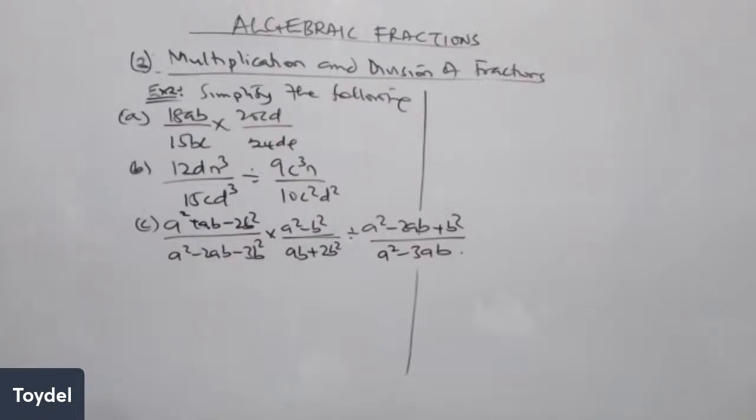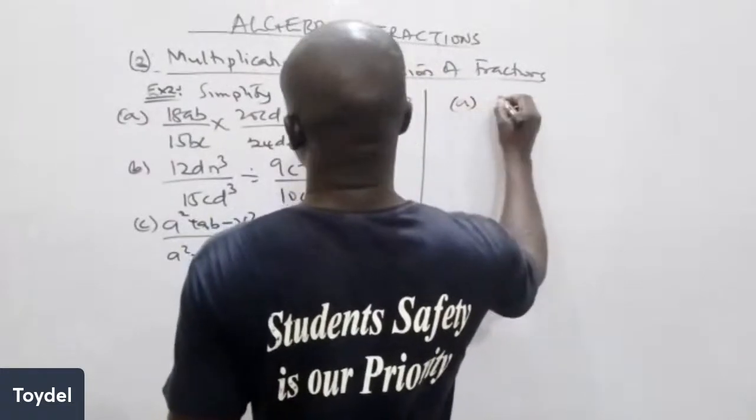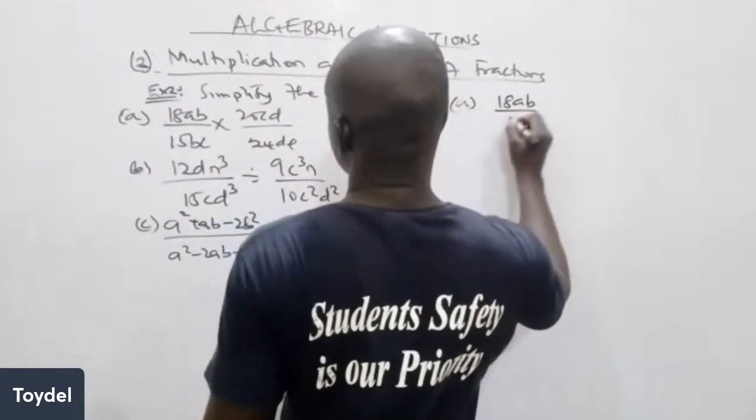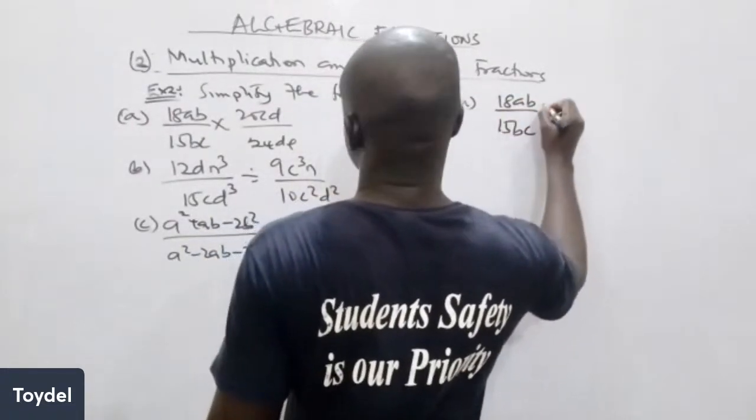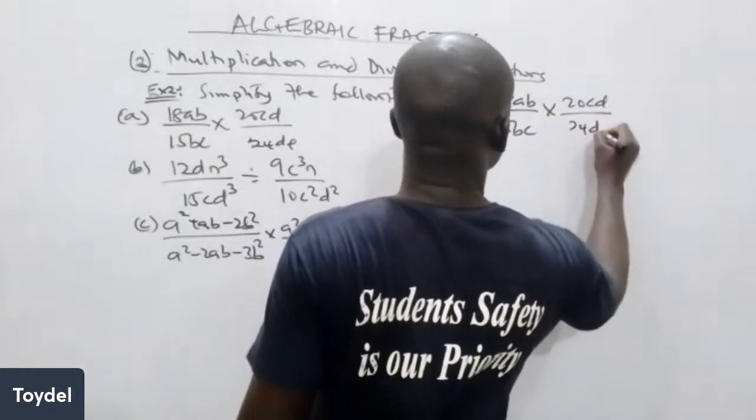For us to be able to solve this problem, we are going to start from the first one. There will be some cancellation. The first one, A, what do we have? 18ab all over 15bc multiplied by 20cd all over 24de.